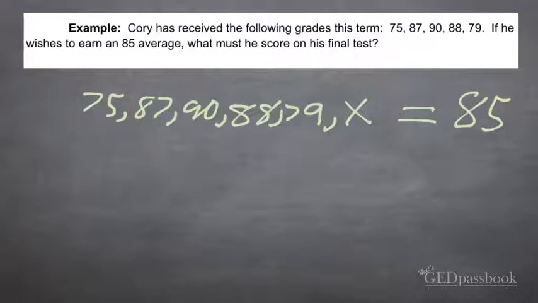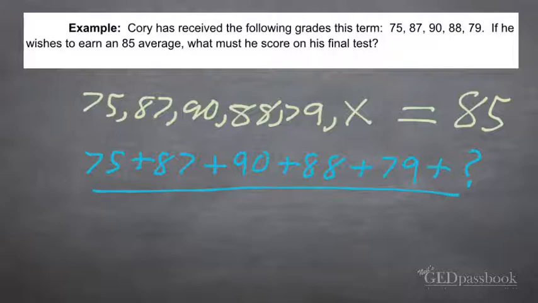To find the average of something, there is a formula, if you really think about it. We add all the numbers and divide by the amount of numbers. How do we make that into a formula? All of these numbers added with each other: 75 plus 87 plus 90 plus 88 plus 79 plus question mark. All of that we are going to divide by, how much was it? 6, right?